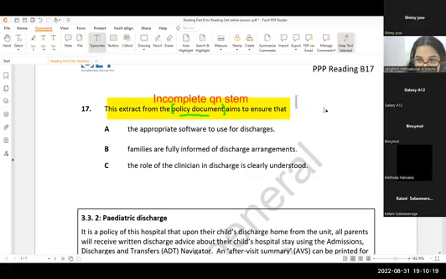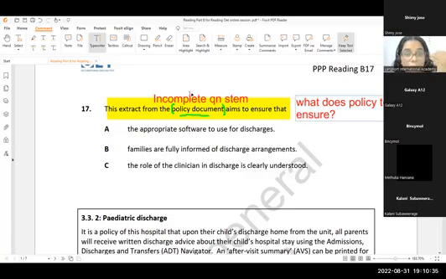So, we need to find out not what is the aim, but what does it aim to ensure? What does the policy aim to ensure? So, it's not about the aim of the policy, rather what is it trying to ensure? What does the policy aim to ensure? Okay, so this is what we need to figure out.